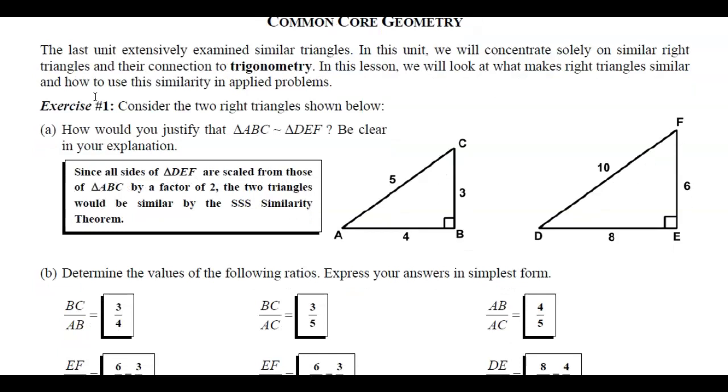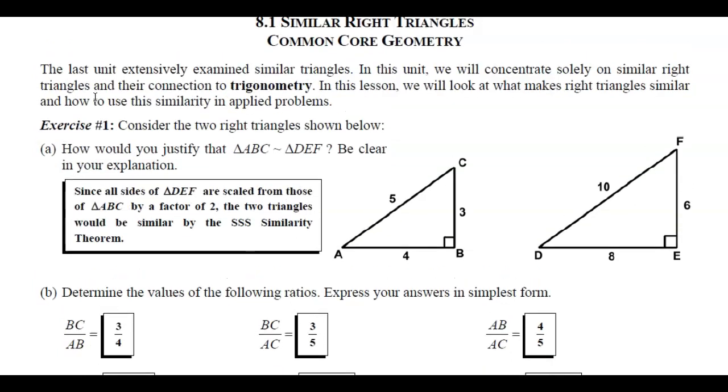So in part B, it's asking us to determine the values of the following ratios, and all of these ratios are within the same triangle. So for BC over AB, if I just take those two sides, I have 3/4, and BC over AC is 3/5, and AB over AC is 4/5. So all we're doing here is establishing a ratio between two sides within the same triangle.